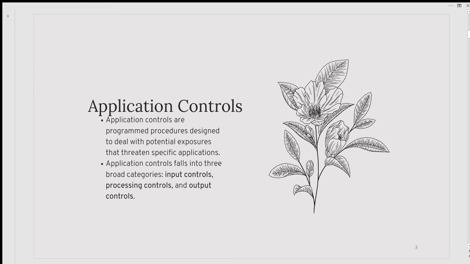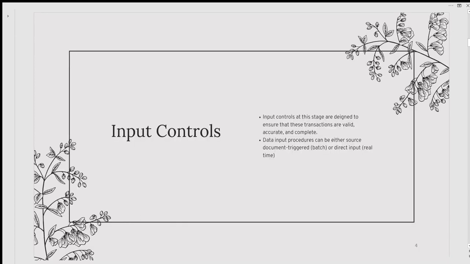Application controls are program procedures designed to deal with potential exposures that threaten specific applications. Application control is a form of security designed to improve the quality of data for input into a database. It also blocks and restricts unauthorized applications or data, to prevent our data from being put at risk. Application controls fall into 3 broad categories: input controls, processing controls, and output controls. Let's first discuss input controls.